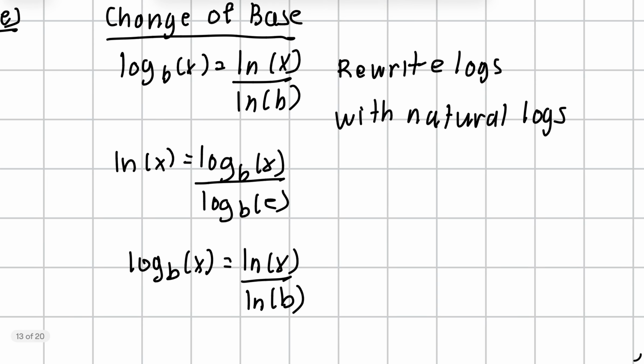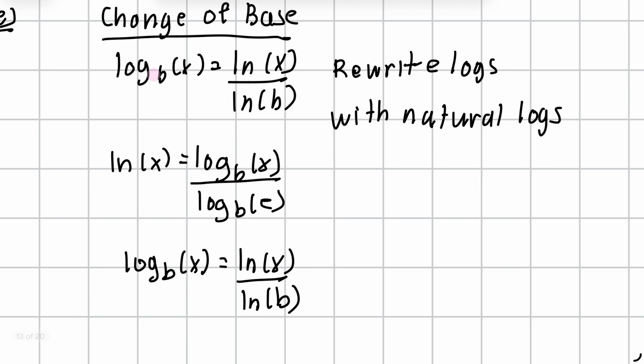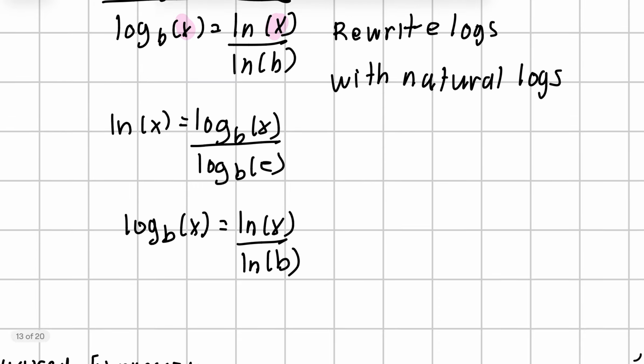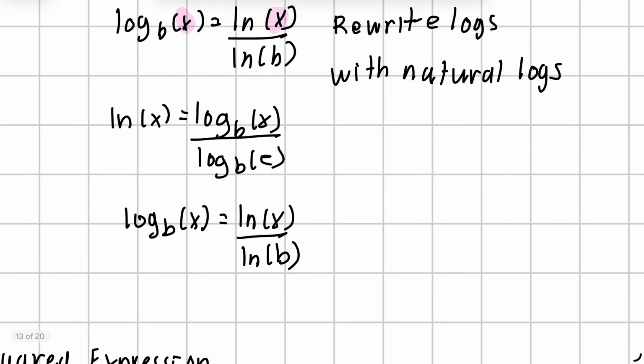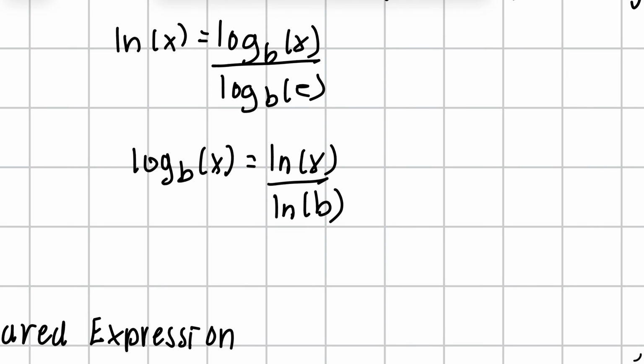We have the change of base formula, which is the log base b of x is equal to the ln of x, which is our input, divided by the natural log of b, which was our base. So this is how we can rewrite logs using natural logs. And if you have ln of x, that's equal to log base b of x divided by log base b, taking input of e. And also, if you have log base b of x, that's equal to ln of x divided by ln of b.